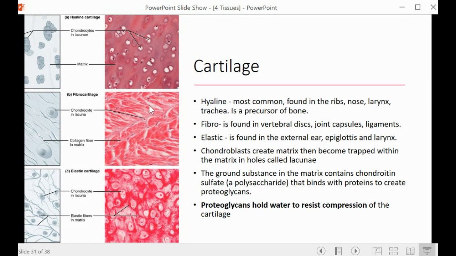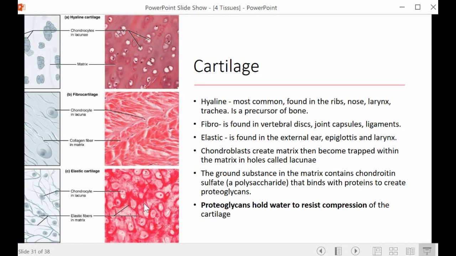Okay, hyaline cartilage. Then we have the fibrocartilage. The fibrocartilage is going to be found in our vertebral discs, our joint capsules, and our ligaments. And then our elastic cartilage is going to be found at our external ear, the epiglottis, and the larynx.